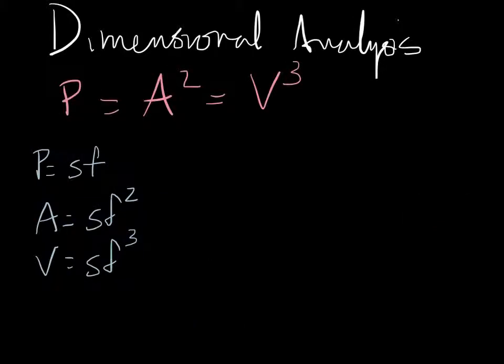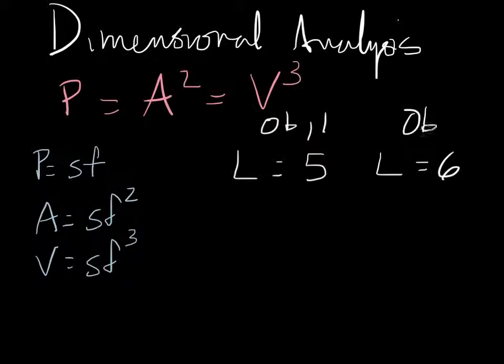For dimensional analysis, the thing to remember is that when you're working in area or volume, the length scale factor is squared or cubed. Okay, so let's say I had a length of 5 on one object and the length of the other object was 6. This is object 1, and this is object 2.